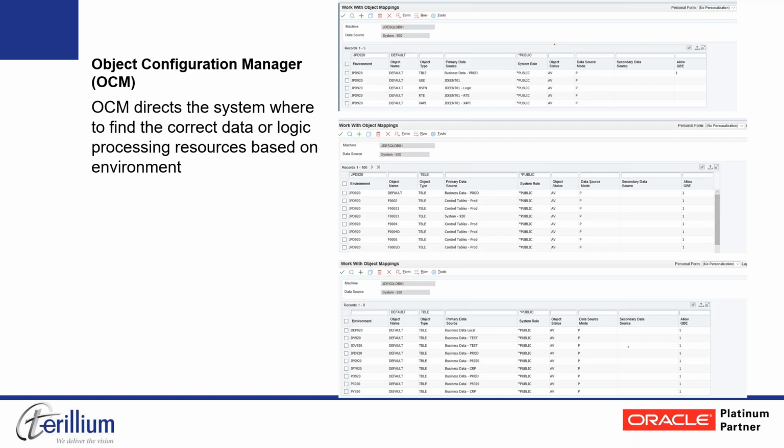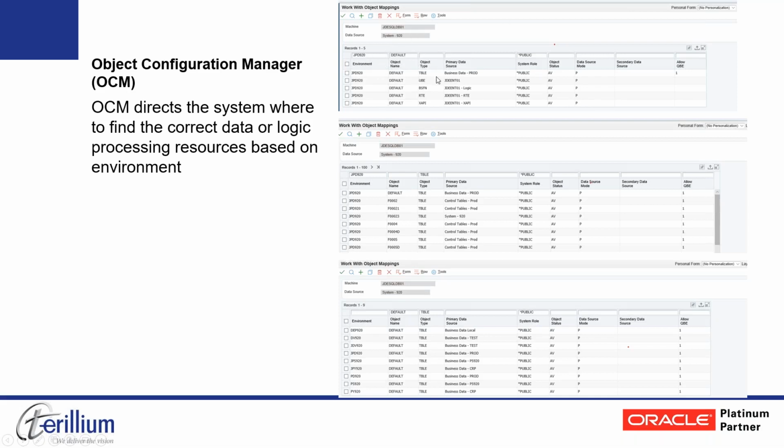OCM, or Object Configuration Manager, is what ties together an environment with a data source. I hope you can see these tables on the right, but I've basically set up 3 different QBEs, query by examples, to bring forth the data for how the OCM finds data within the system. The first one we're looking at here is if I'm a JPD 920 user, so that's your standard web production user, where do I find certain big items?